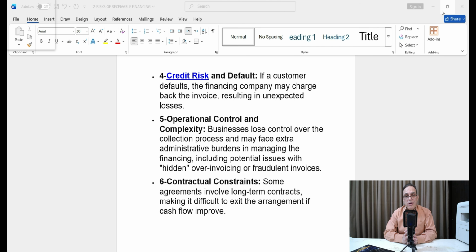5. Operational control and complexity. Businesses lose control over the collection process and may face extra administrative burdens in managing the financing, including potential issues with hidden over-invoicing or fraudulent invoices. 6. Contractual constraints. Some agreements involve long-term contracts, making it difficult to exit the arrangement if cash flow improves.